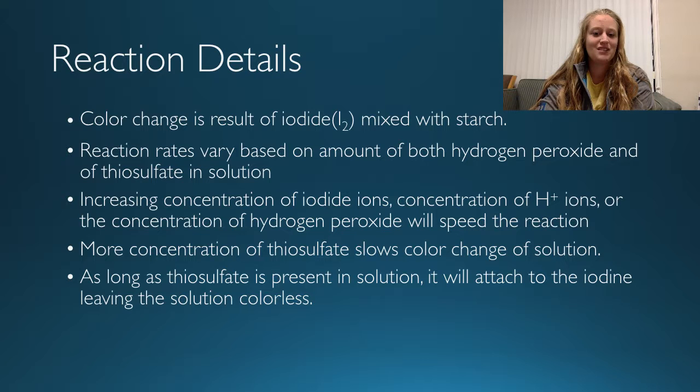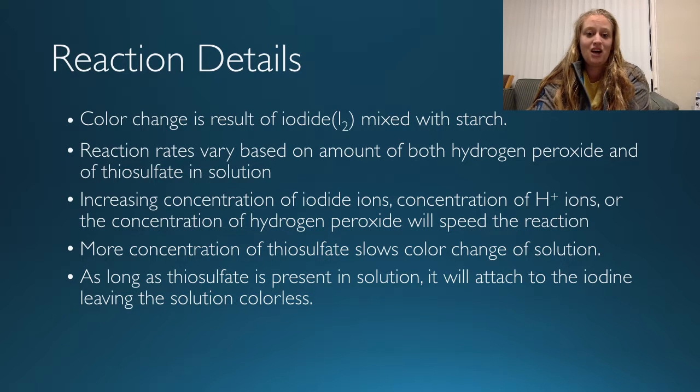The reaction rates of this experiment are varied based on the concentration of reactants. Any increase in the concentration of iodide ions, H+ ions, or hydrogen peroxide will increase the speed of the reaction, meaning that the blue solution will appear quicker. However, if the thiosulfate is increased, the reaction will slow, meaning it will take a longer time to produce the blue solution.